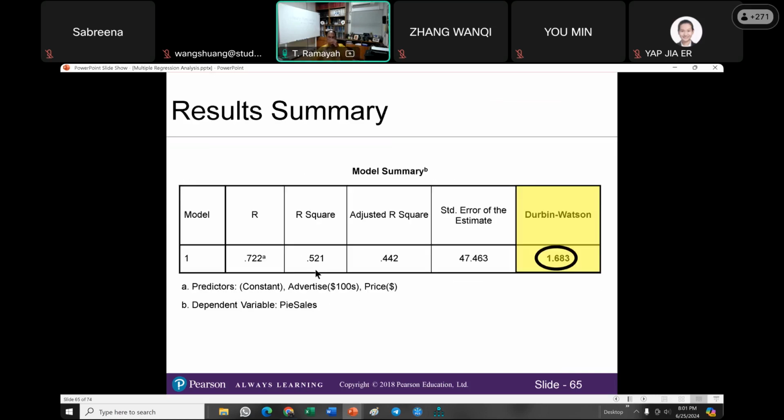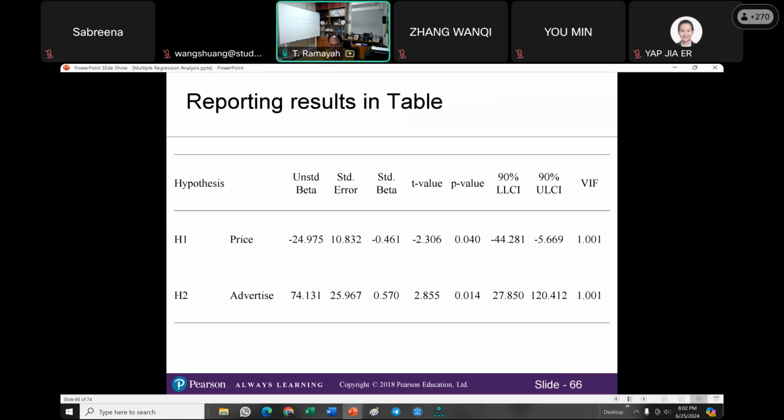Okay, welcome back. Before the break, we were discussing multiple regression analysis with two independent variables. After you have run all the analysis, you need to summarize them in table form. This is how you can present your result for a multiple regression analysis using the APA format. This last column, if you don't put it, it's also fine.